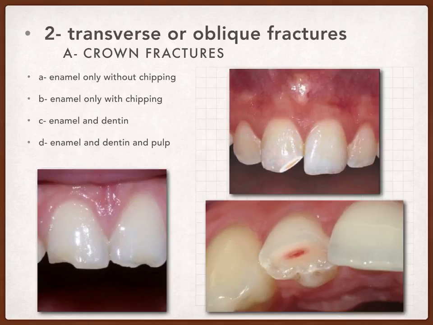The second type of fractures are the transverse or oblique fractures that occur in the horizontal plane. This is mostly like the Ellis classification fractures. The first one is the crown fractures that happen in the enamel only without chipping, enamel only with chipping, enamel and dentin, and enamel and dentin and pulp.